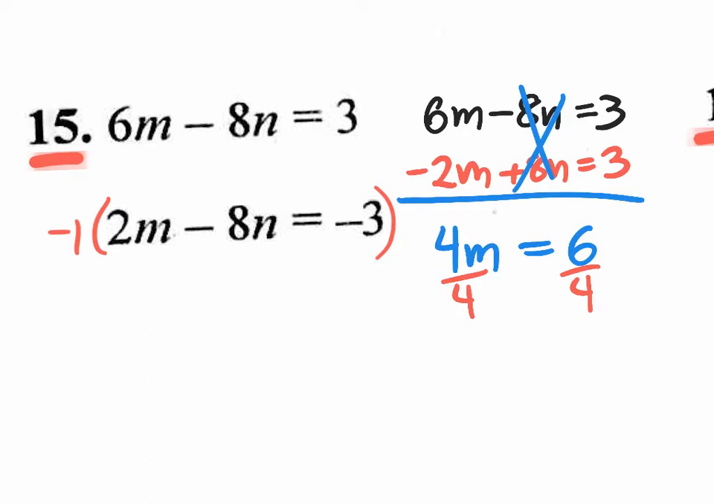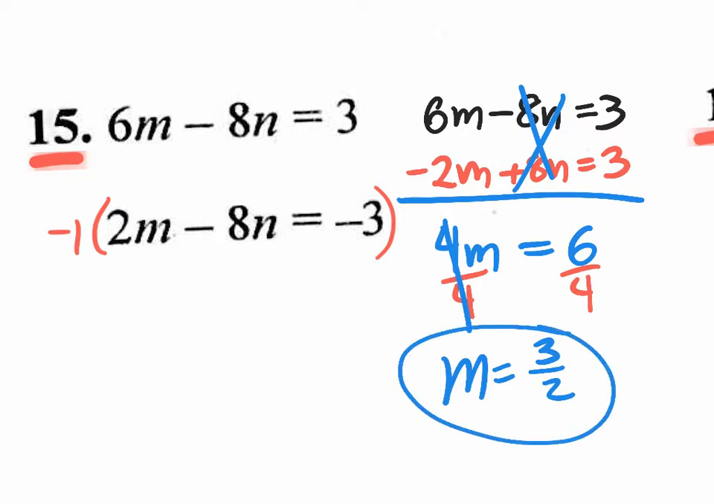Divide by 4. We're going to end up with m equals, reduced by 2, 3 over 2. 3 over 2 is really 1.5. 3 divided by 2 is really 1.5. But I want to leave it as 3 over 2 right now because I still need to find the other answer. So I'm going to plug it in to the top one or the bottom one? Bottom. I mean, you can do top. But I think bottom's a little easier.